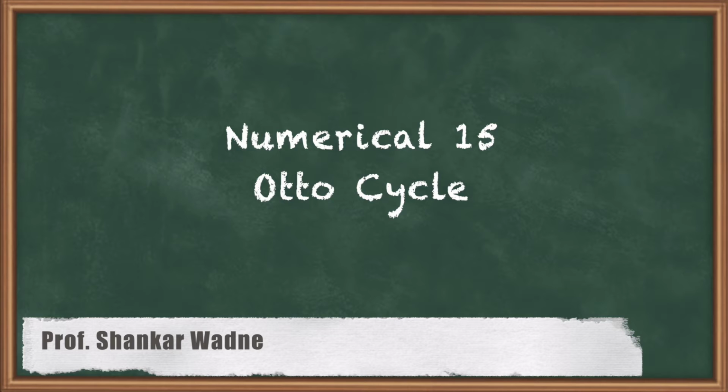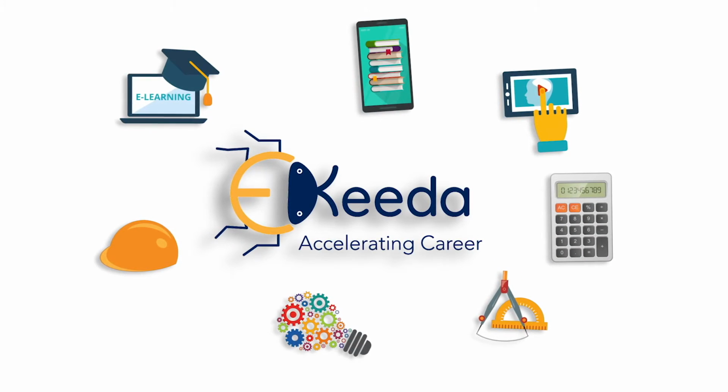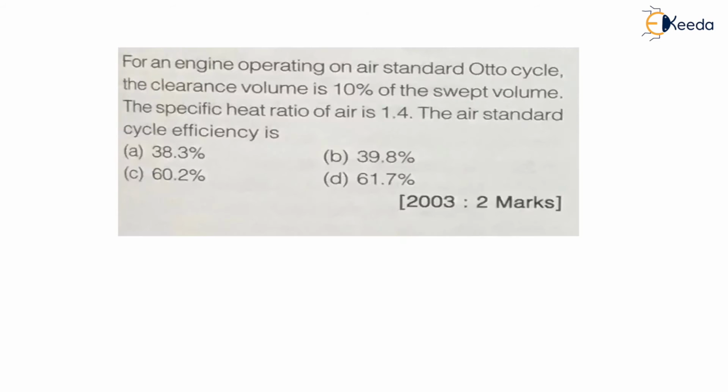This question was asked in GATE 2003 for 2 marks and there are 4 choices, meaning it is a multiple choice question. The question is very simple: find the efficiency of the Otto cycle. Here we are not going to draw the diagram because in the previous 10 questions we have drawn the diagram. Let us understand the concept.